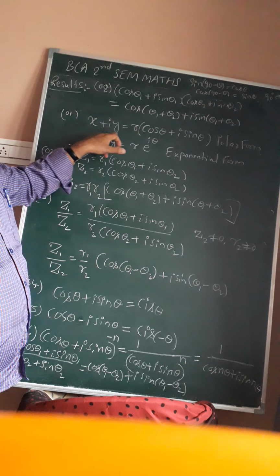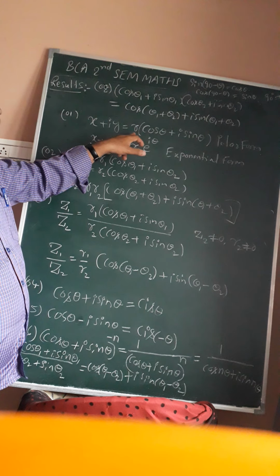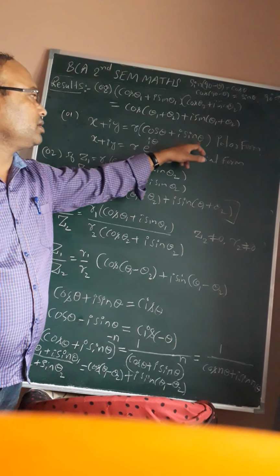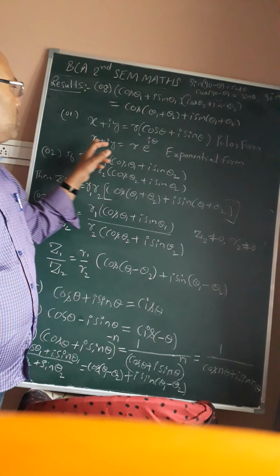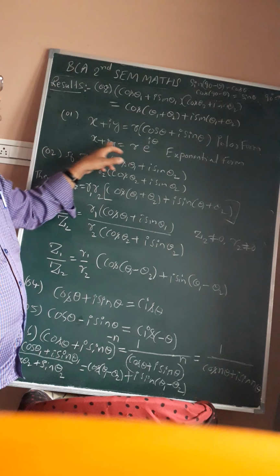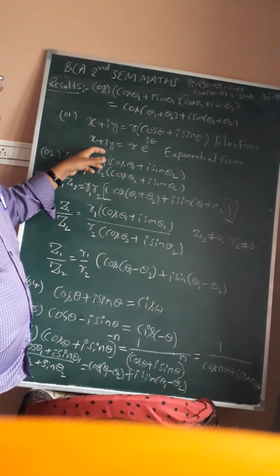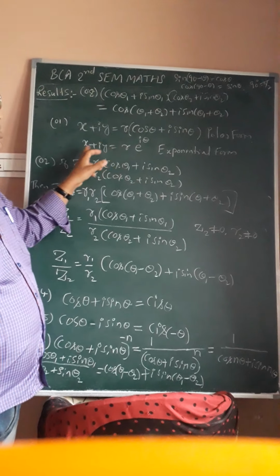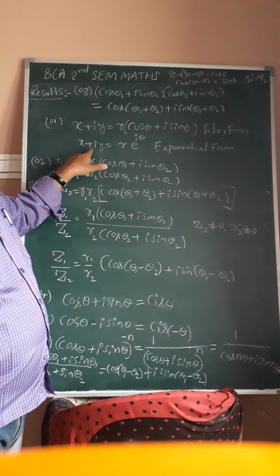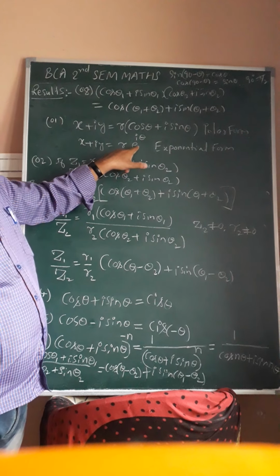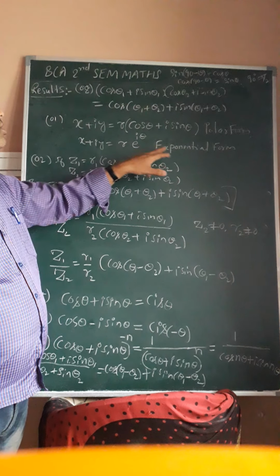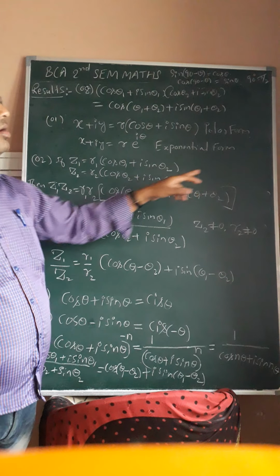We know x plus i y is a complex number. r into cos theta plus i sin theta is the polar form. If we convert this polar form into exponential form, this is also a result: x plus i y is equal to r e to the power of i theta. This is the exponential form of a complex number.